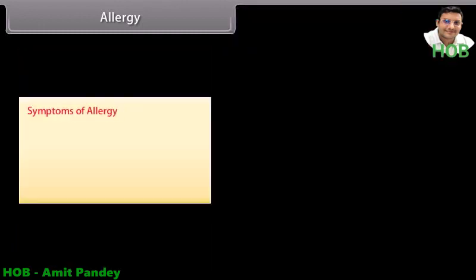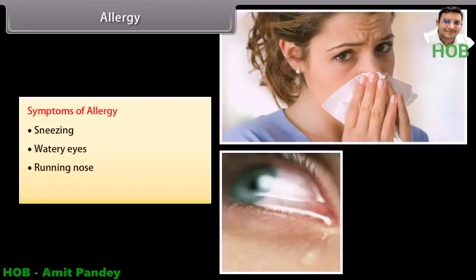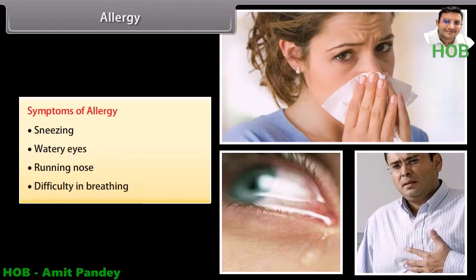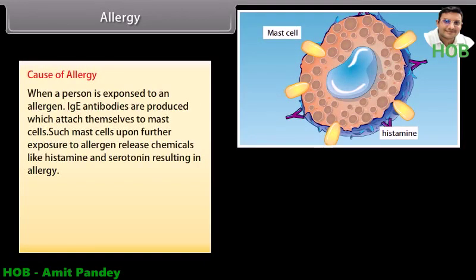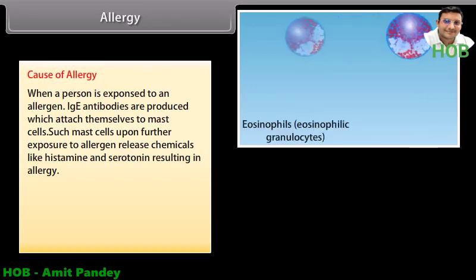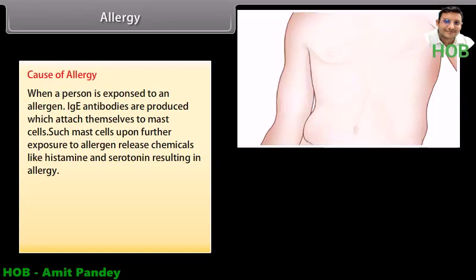Symptoms of allergy. Sneezing, watery eyes, running nose, difficulty in breathing. Cause of allergy. When a person is exposed to an allergen, IgE antibodies are produced which attach themselves to mast cells. Such mast cells, upon further exposure to allergen, release chemicals like histamine and serotonin, resulting in allergy.